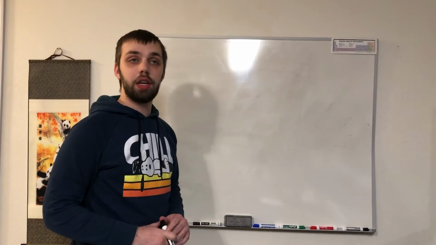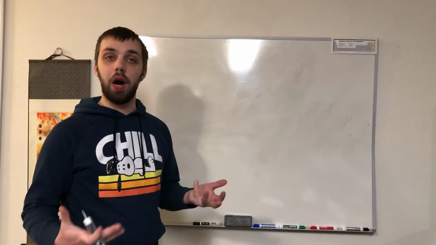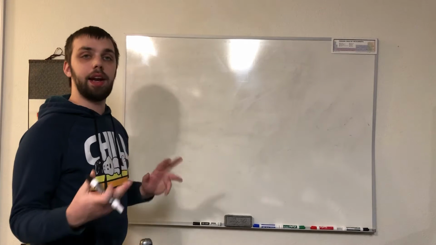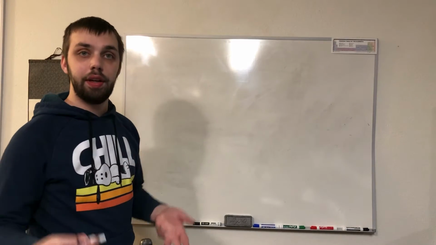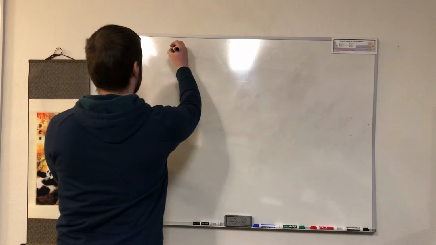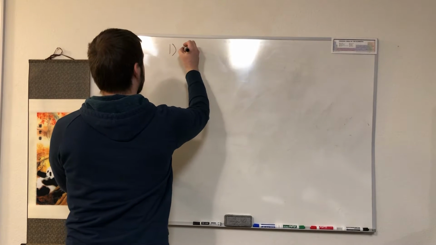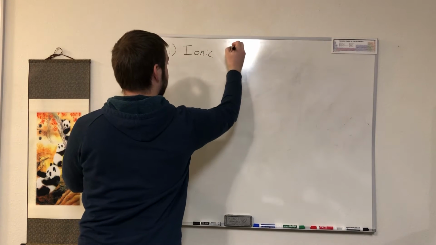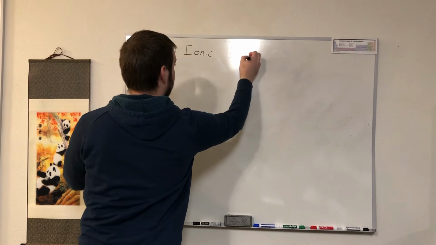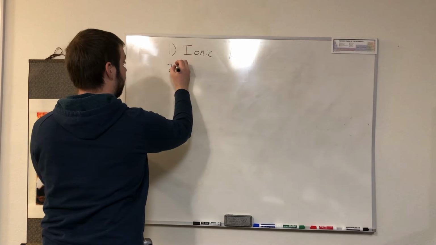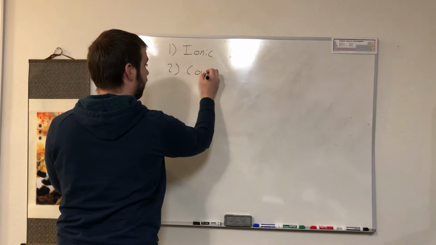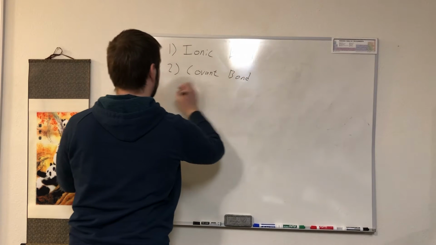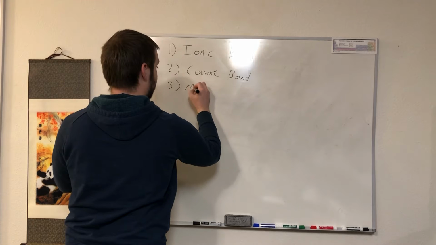Today, I would like to talk about the different types of chemical bonds. You can think of there being three main categories of chemical bonds that you'll see in everyday use. First is an ionic bond. The second is what we call a covalent bond. And the third is a metallic bond.